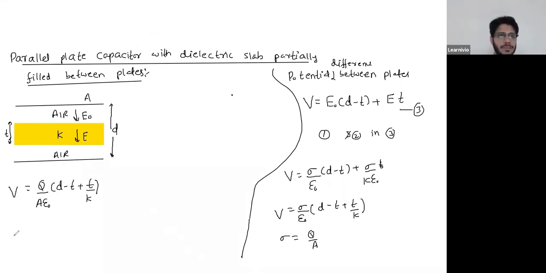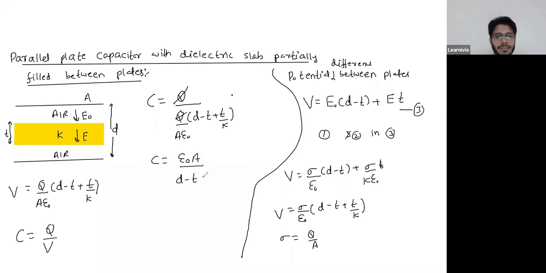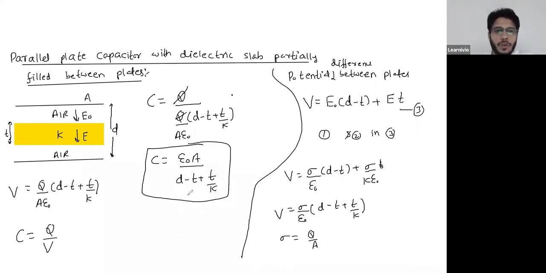Next, we can calculate capacitance. Capacitance is the ratio of charge and potential difference. So capacitance is the ratio of charge Q and potential difference, which is Q by A epsilon naught times D minus T plus T by K. This Q will cancel this Q, and your capacitance comes out to be epsilon naught A over D minus T plus T by K. This is the expression of capacitance of a parallel plate capacitor if a dielectric slab is introduced partially. You can do one more thing. In the denominator, you can take this T as common, and you are left with just 1 minus 1 by K.